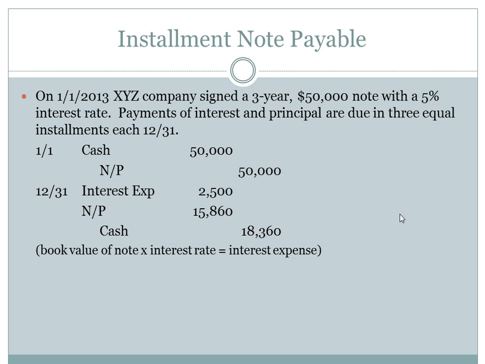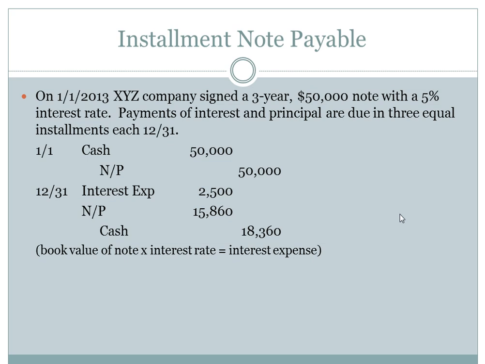What's left over, if I'm making $18,000 in cash payments and $2,500 of that is assigned to interest expense, what's left over is the amount of principal reduction. And so I debit my notes payable for that $15,860. Okay, so that's the journal entries for 2013, or the recognition for 2013.